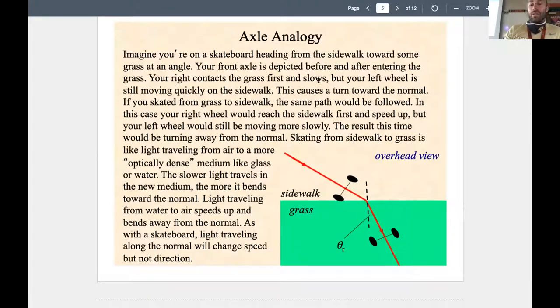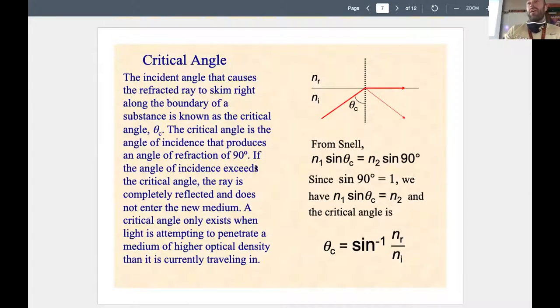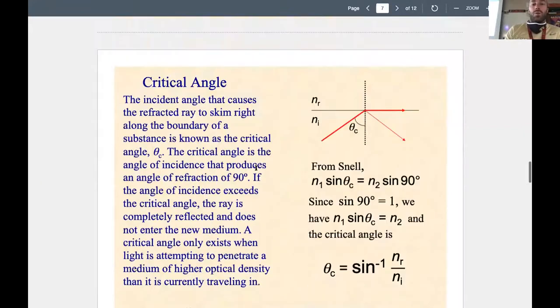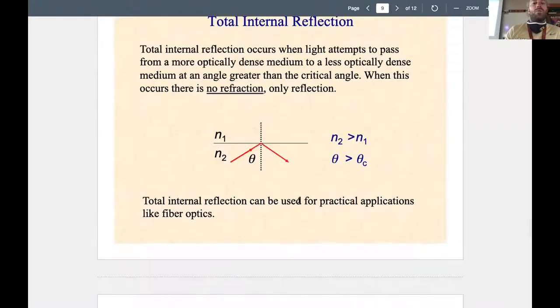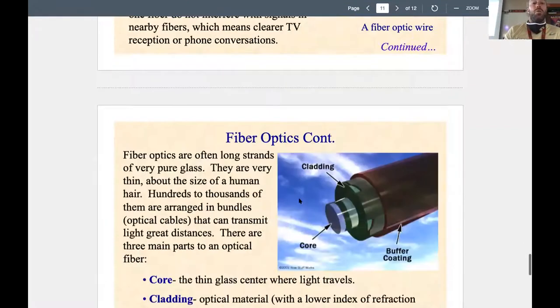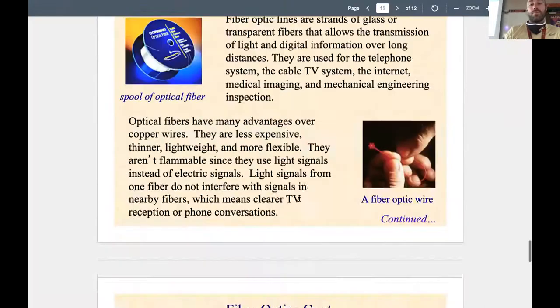I'm going to bring up an analogy for just a second on how we understand what's going on. We'll then talk about this idea of Snell's law. Any slides after Snell's law, do not worry about. We'll actually look at those slides on Friday when we discuss critical angle and total internal reflection, and basically some uses of total internal reflection.